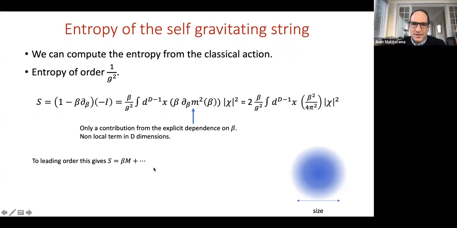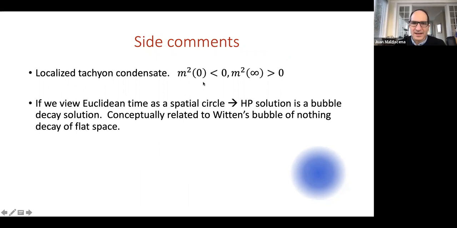Shiraz was just asking: the size of the circle at the center became smaller than the critical size, while at infinity it is larger. And so the mass square of this tachyon is actually less than zero at the center of the solution. So it's a solution that describes this localized tachyon condensate.